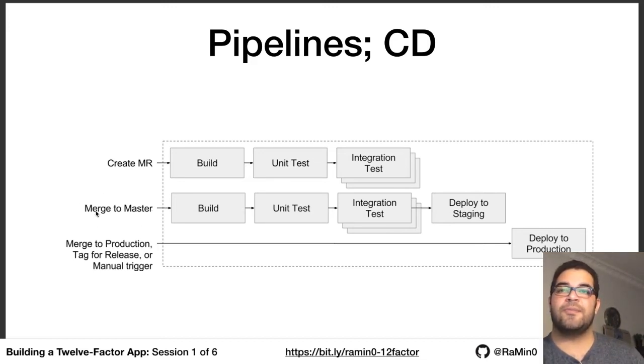Then once this is merged into master, its own pipeline is also run, where it gets built, tested and deployed, for example, to the staging environment. And once this master branch, or whatever branch, is ready for production, then it gets tagged and deployed to production in its own pipeline.